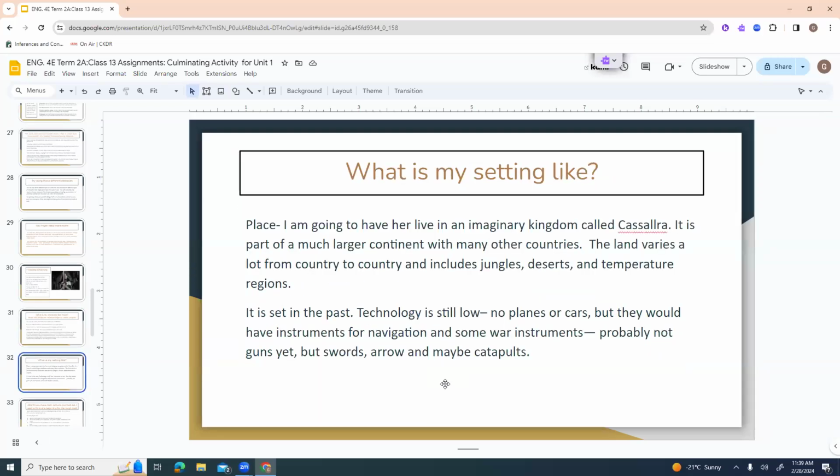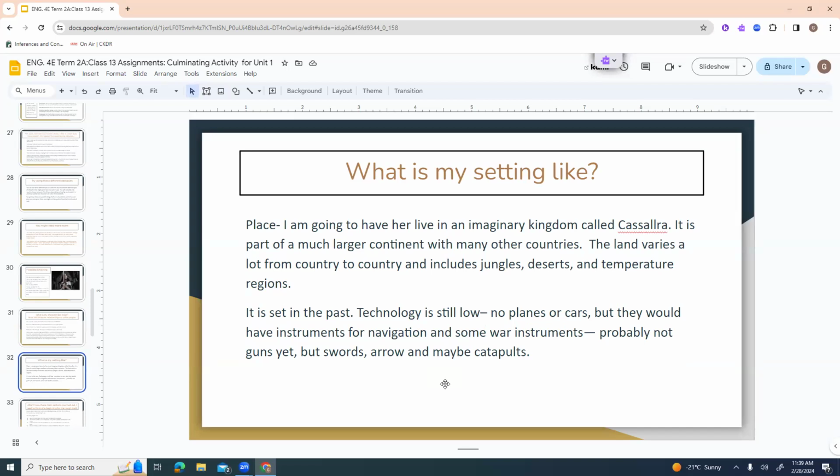So now I need to put her into someplace. And as you can see, I've already got some ideas going on. I'm going to give her an imaginary kingdom called Casalra. It's part of a much larger continent with many other countries. And this land varies a lot from country to country and includes things like jungles, deserts, temperate regions.